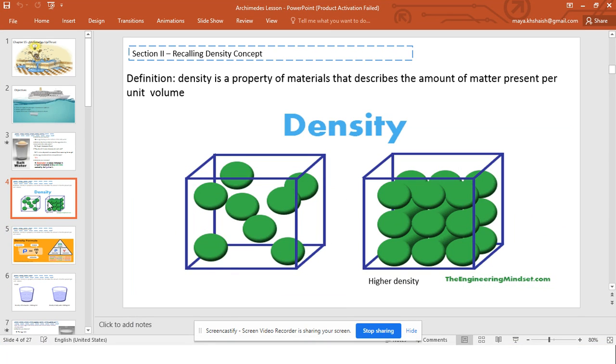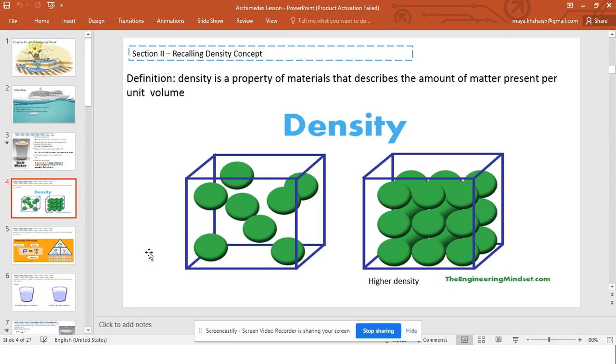In this section, we're going to recall the concept of density. As a definition, density is a property of materials that describes the amount of matter present per unit volume. By amount of matter, we mean the mass present per unit volume.